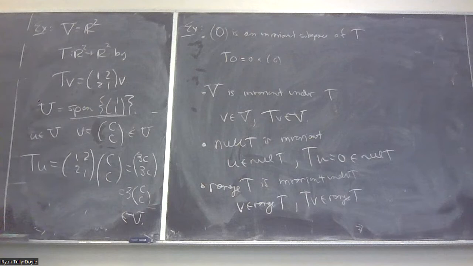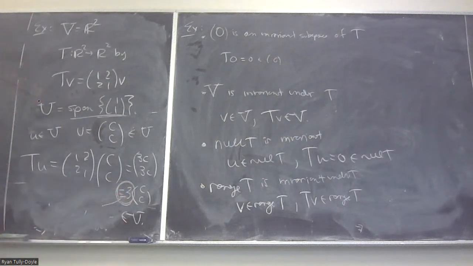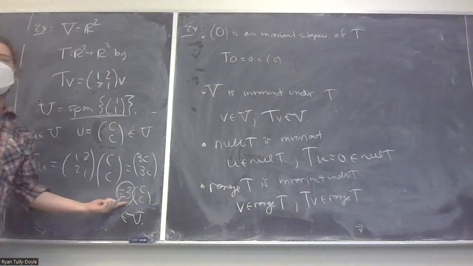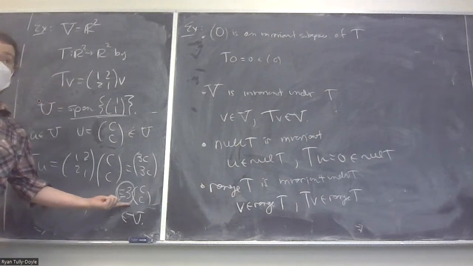We'll get there, don't worry. These are good questions. I would say U is invariant under T, this map. U is invariant under T means T takes vectors in U and keeps them in U. And it's no accident that there's this extra number 3 floating out here. This is an eigenvector. This is what we mean by an eigenvalue. It is the scalar multiplication.